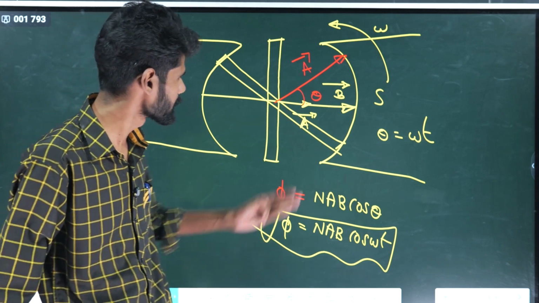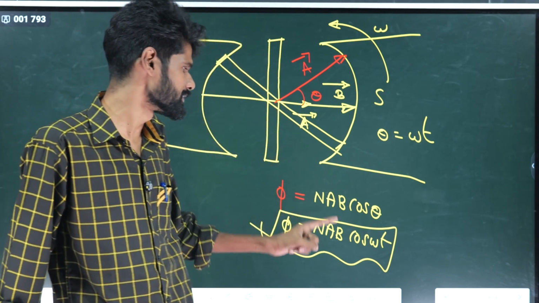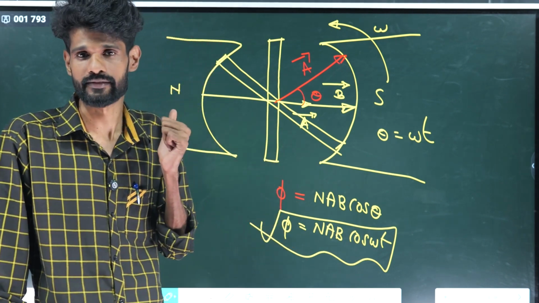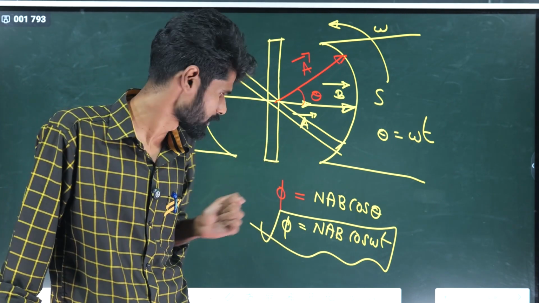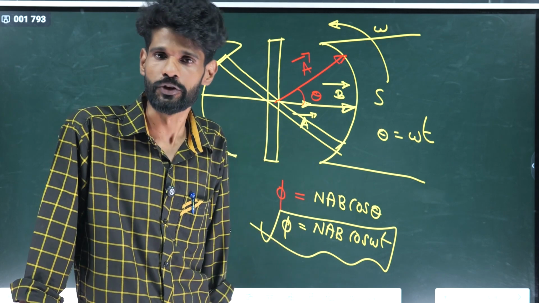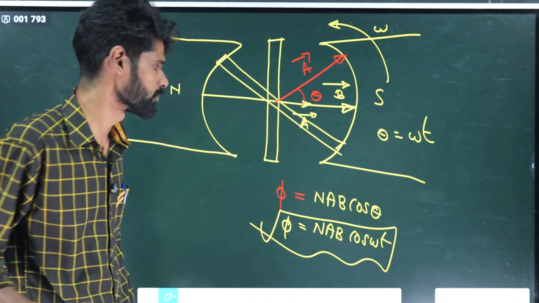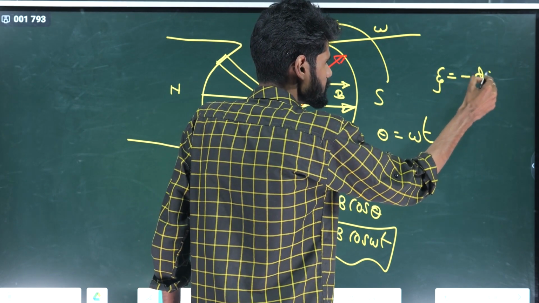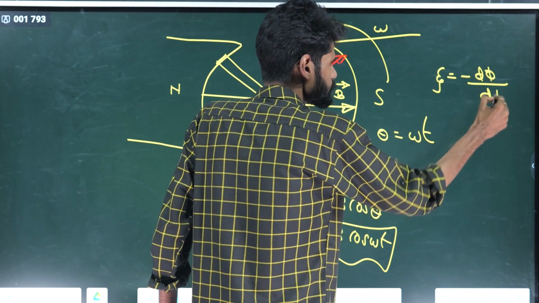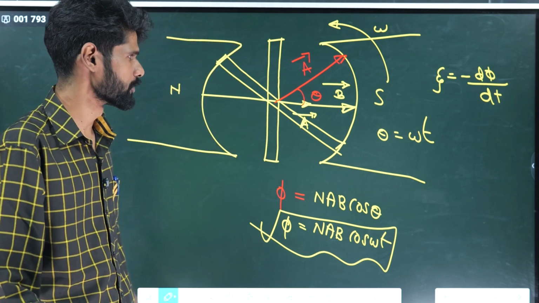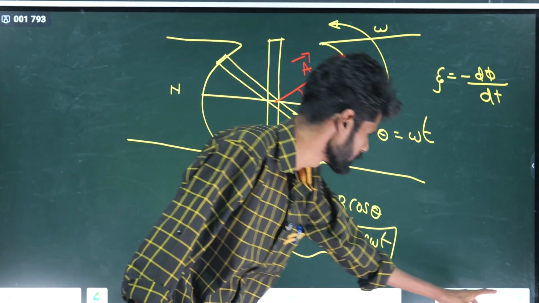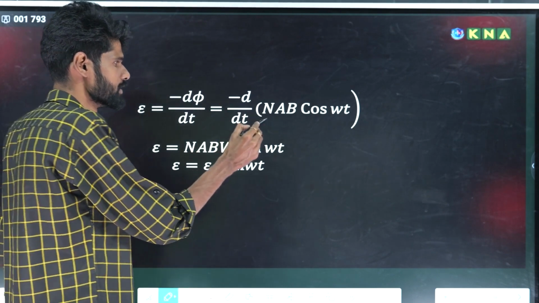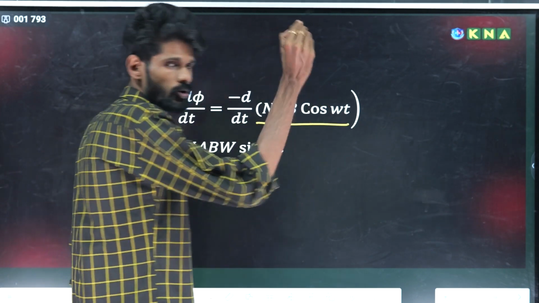Okay, so what happened here? The coil rotates, theta changes, omega t changes, so flux phi also changes. Here the flux changes and EMF is induced according to Faraday's law of electromagnetic induction. So the induced EMF is equal to what? Minus d phi by dt is the induced EMF. So E is equal to minus d phi by dt, which is minus d by dt of NAB cos omega t.